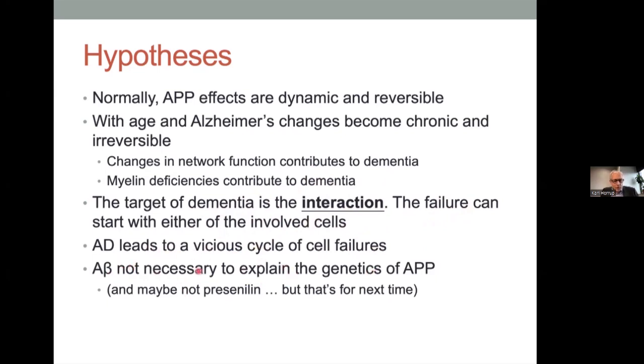And just to beat that dead horse one more time, because I don't think the horse is dead yet, you don't need A beta to explain the genetics of amyloid precursor protein. And I hope that's been a subtext of what I've said, but I want to make it explicit right now. All of these studies looking at alternate roles of APP, really the genetics of familial Alzheimer's disease do not identify A beta. They identify APP and its processing. I've got some ideas about what presenilin does, but the hour is late and I need to stop. So that'll be for next time.